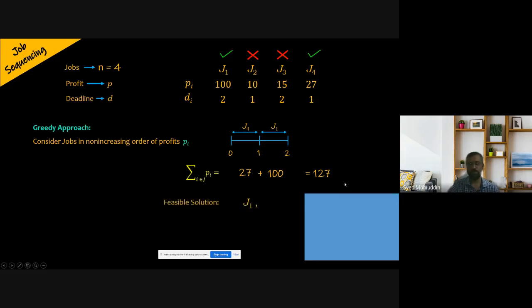So a feasible solution will be job 1 and job 4. The processing sequence is job 4 and job 1, because job 4 is scheduled before job 1. The maximum profit earned is 127. So this feasible solution of J1 and J4 is the optimal solution. So this is how the problem of job sequencing with deadline is done.